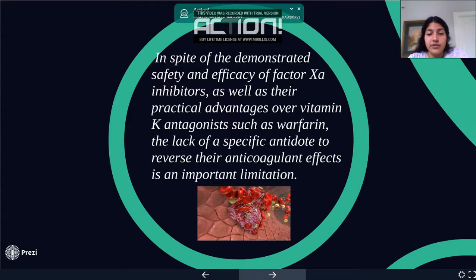In spite of the demonstrated safety and efficacy of factor Xa inhibitors, as well as their practical advantage over vitamin K antagonists such as warfarin, the lack of a specific antidote to reverse their anticoagulant effects is an important limitation.